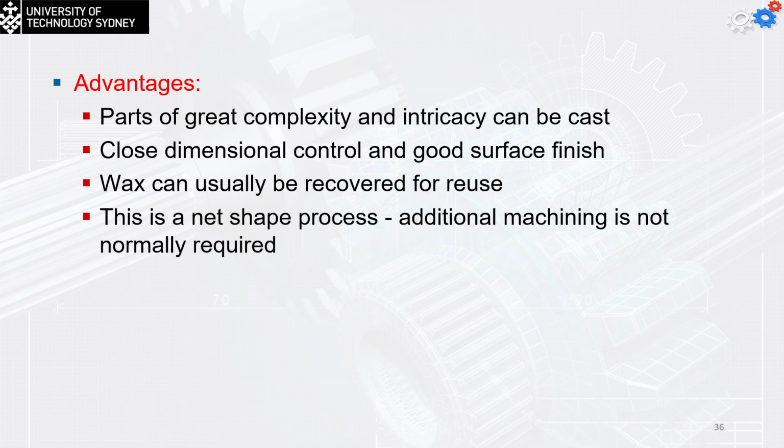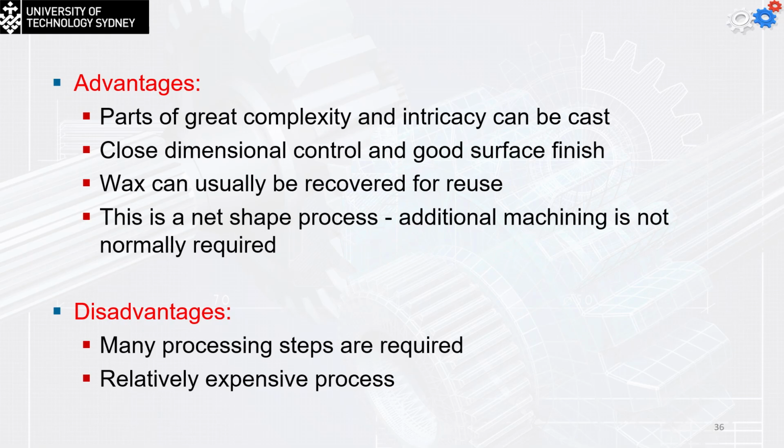The advantages are: first, parts of great complexity can be made and the entire chassis can be cast. Close dimensional control and good surface finishing. The wax can usually be recovered for reuse, and this is a net shape process. Additional machining is not normally required. The disadvantages are that many processing steps are required and it is a relatively expensive process.